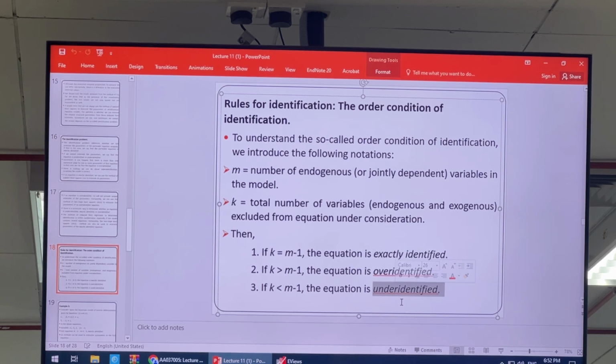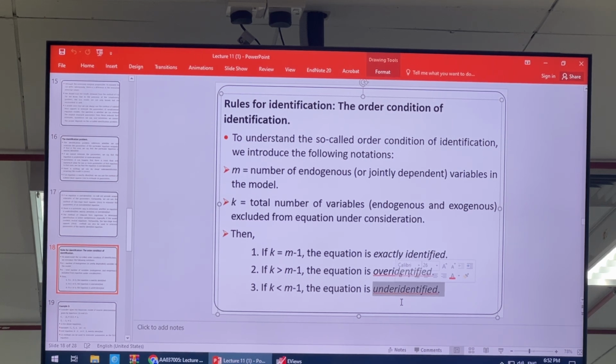Even if you try to use indirect least squares, identify the reduced form equation, estimate it, and try to solve for the estimate, you will not get one, because there is no possible estimate for an under identified equation. So don't waste your time.